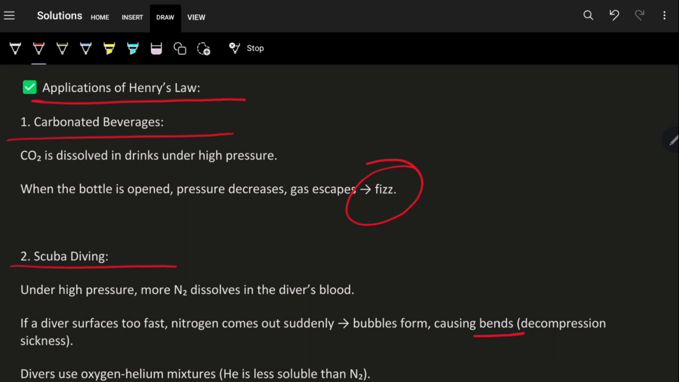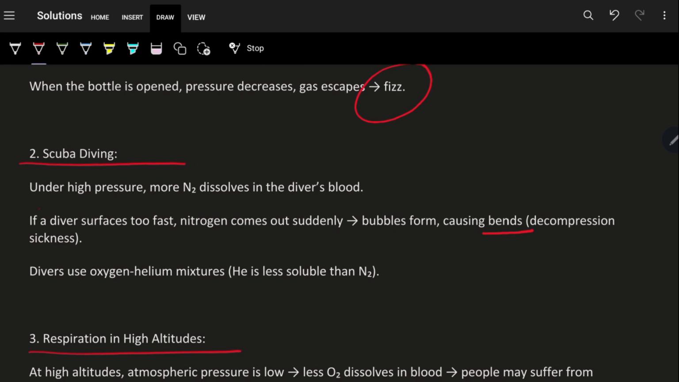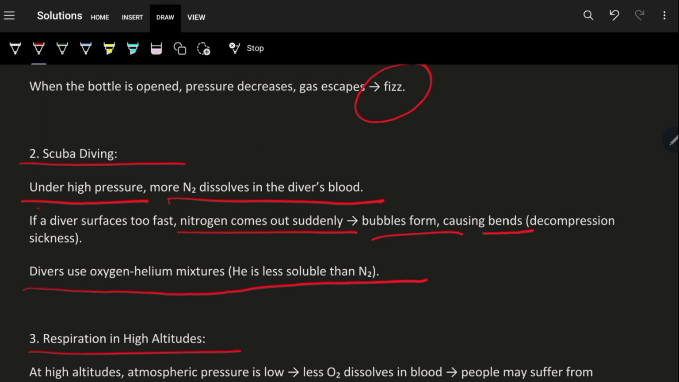In deep sea scuba diving, under high pressure, more nitrogen dissolves in the diver's blood. And when the diver comes to the surface too fast, what will happen? Suddenly there will be a variation of the pressure of the nitrogen dissolved in the blood, and the nitrogen comes out suddenly, causing bubbles. These bubbles obstruct the blood flow and cause bends. For that reason, divers use oxygen and helium mixtures, because helium is less soluble in the bloodstream than nitrogen.